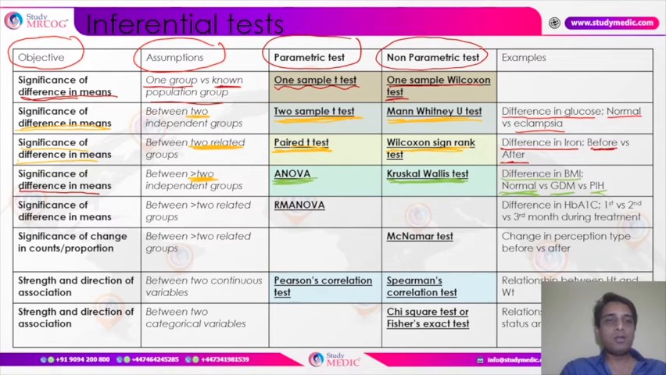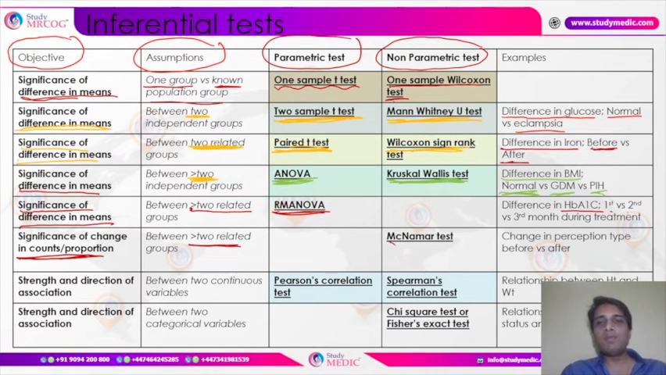Now, if we want to find out the significance of difference in means between more than two related groups, then we use repeated measures analysis of variance. For example, difference in HbA1c at first month versus second month versus 3 months. There are more than two groups here, related groups. Now, if the significance of change in counts or proportions is our aim between two related groups, then we use what is called the McNemar test. For example, change in perception type before versus after. Here perception type is a categorical variable. If it changes before or after, that is, the two groups are related, then we use the McNemar test.